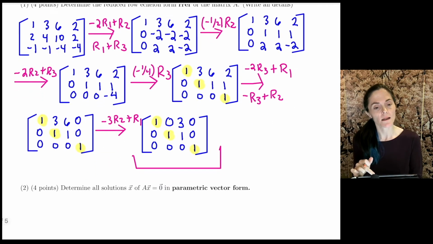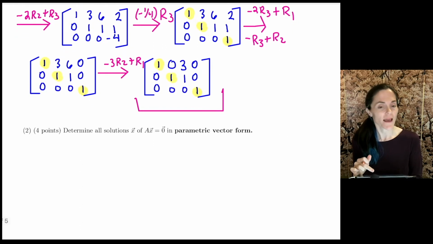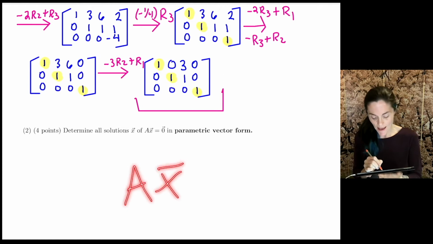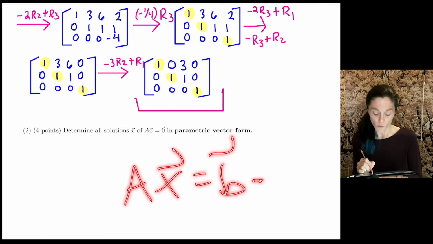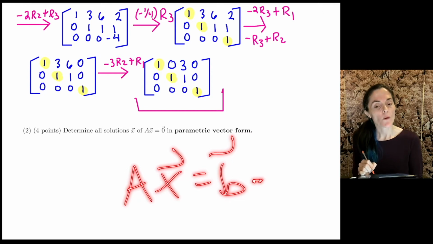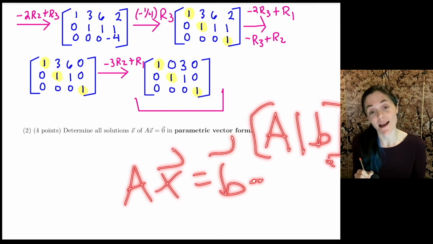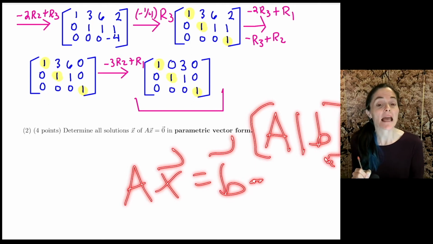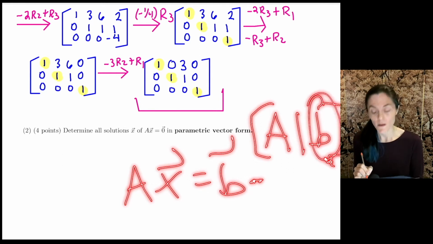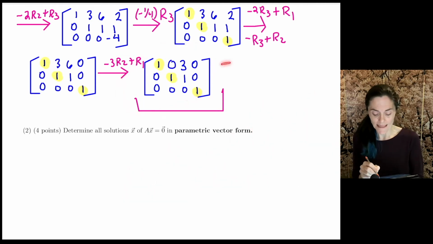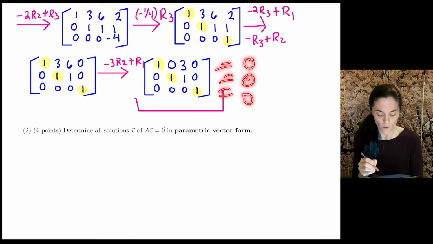The next question, we want to determine all solutions to AX equals 0 in parametric form. Well, typically, if we have, say, AX equals B, and we want to find all solutions, we would augment, right? Do A augmented with B and perform the very same kind of operations we just did. However, in this case, if you augment with 0, that column will always stay 0 under all of these row operations. So I can just read it off from this. Imagine I have a bunch of equals 0 over here. We can see the free variable.